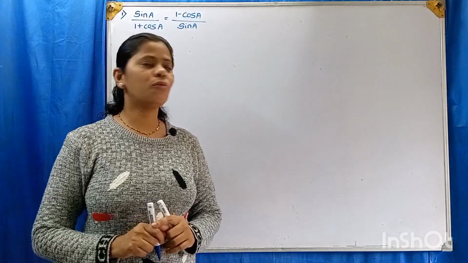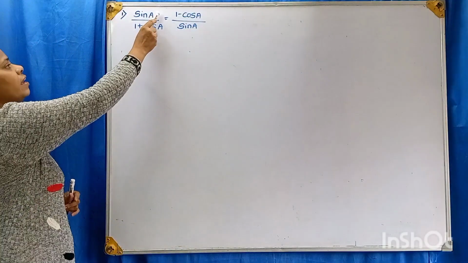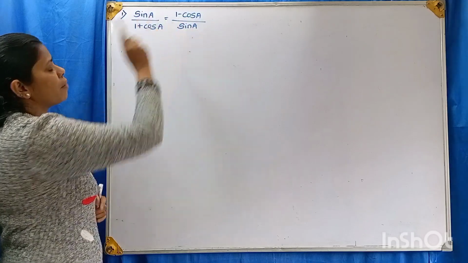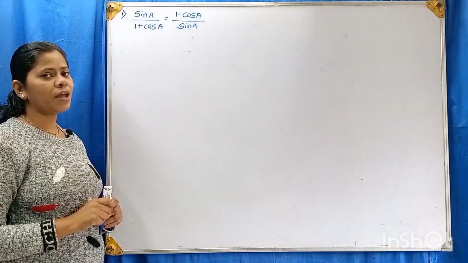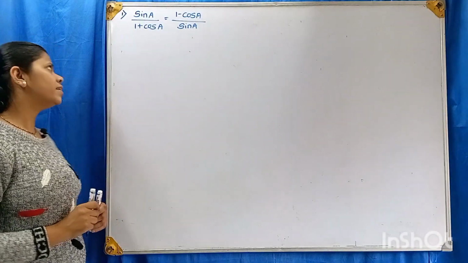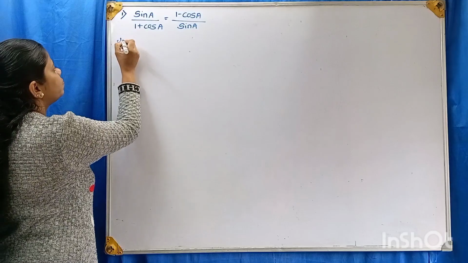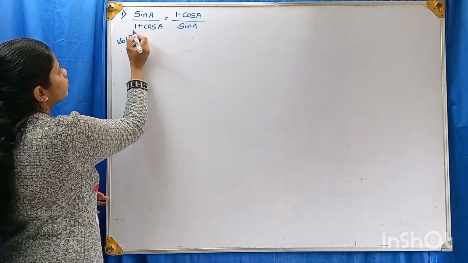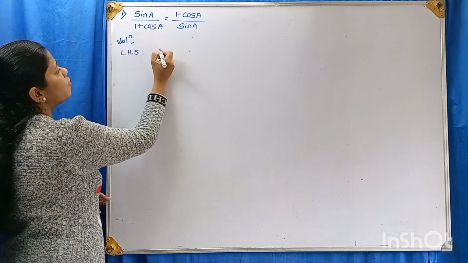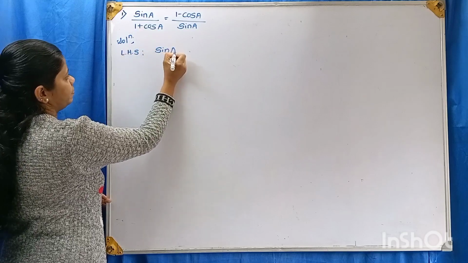Now let's solve the problem. Sin A divided by 1 plus cos A is equal to 1 minus cos A divided by sin A. We have to prove that LHS is equal to RHS. First, let me write down the LHS. Solution. LHS is sin A divided by 1 plus cos A.